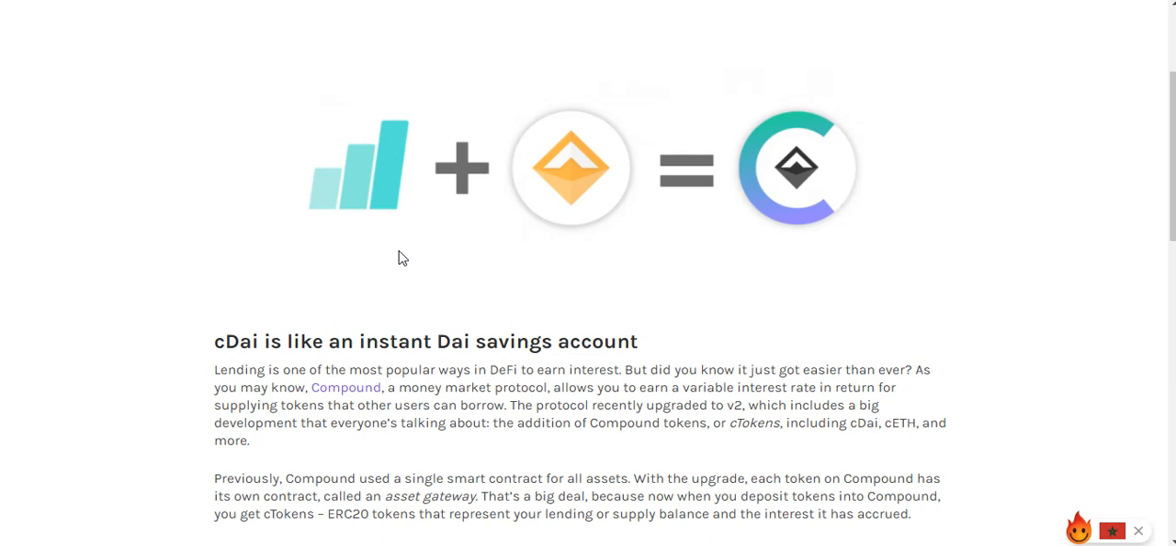As you may know, Compound, a money market protocol, allows you to earn a variable interest rate in return for supplying tokens other users can borrow. The protocol recently upgraded to version 2, which includes a big development that everyone within the know is talking about: the addition of Compound tokens, or C tokens, including cDai, cETH, and more.